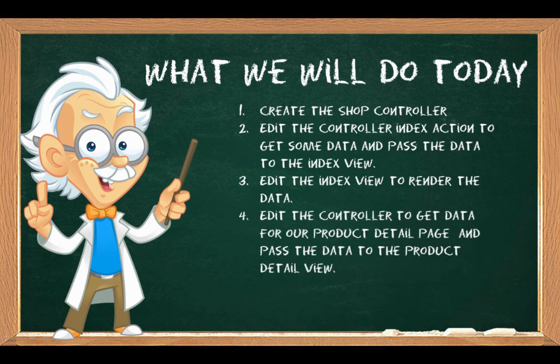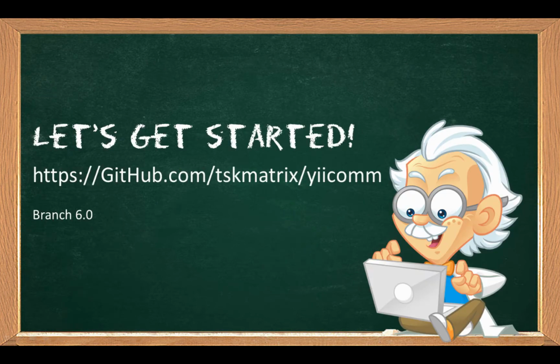And we're going to edit the controller to get data for our product detail page and pass that data to the product detail view. Then we'll edit our product detail view to render the data that we pass to it. It's a lot to do, so let's get started.